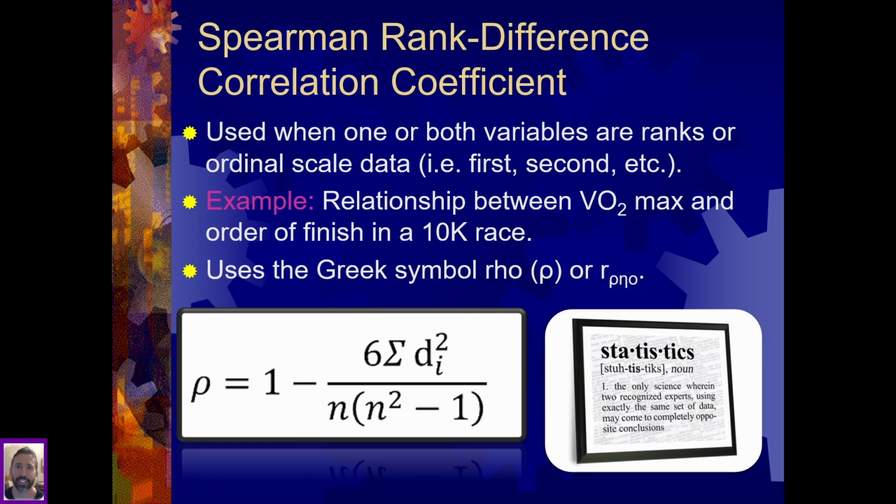An example of this would be looking at VO2 max and the order of finish in a 10K race. So let's say you had 20 individuals running in a 10K race, and you had which place they were in, first, second, third, fourth, fifth, and you had their VO2 max values, and you wanted to see if there was a correlation between placement in the race and their VO2 max. You think there would be a relationship between those two variables.